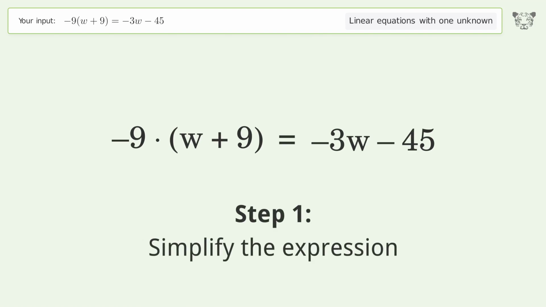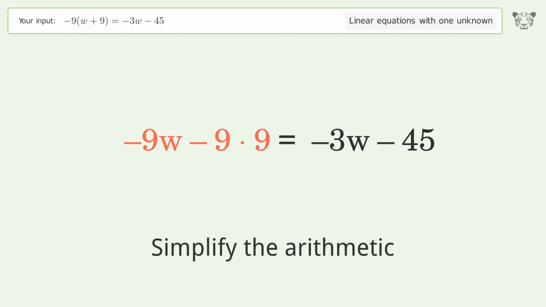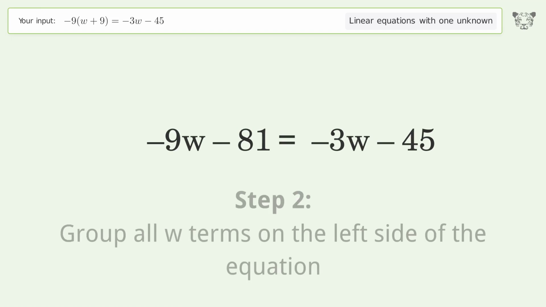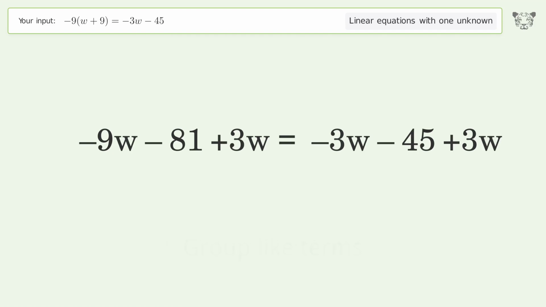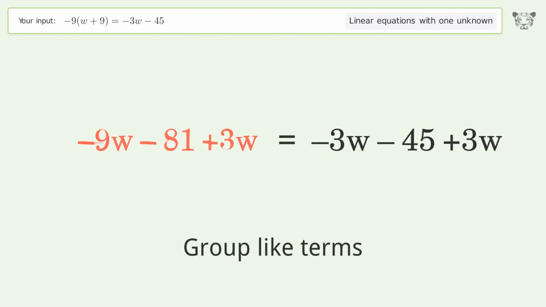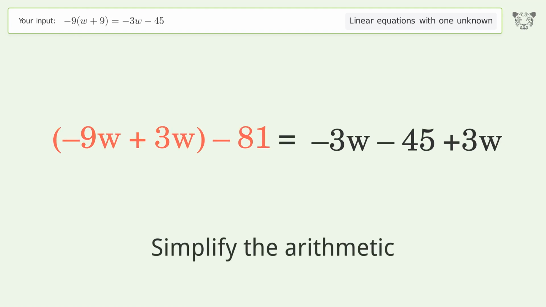Simplify the expression. Expand the parentheses. Simplify the arithmetic. Group all w terms on the left side of the equation. Add 3w to both sides. Group like terms. Simplify the arithmetic.